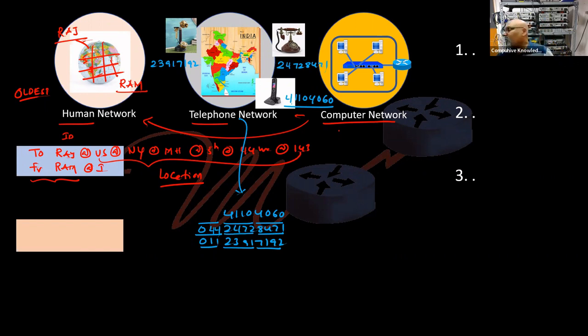Location and identification. An address will have a location part and an identification part. A phone number will have an STD code and a phone number. Or you can have ISD, STD and phone number, right? Location basically. Same way, a computer will have which network? Network ID, they call it. And then in this network, which host? Host ID. An address will have two parts, location and identification. So in the case of human beings and telephones, they borrowed the same concept, host ID and network ID. Isn't it simple common sense?